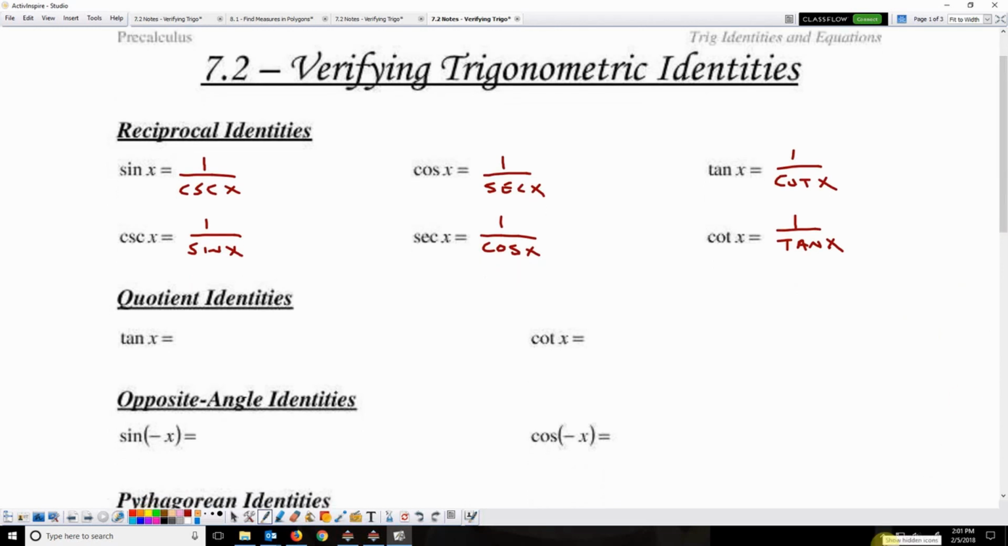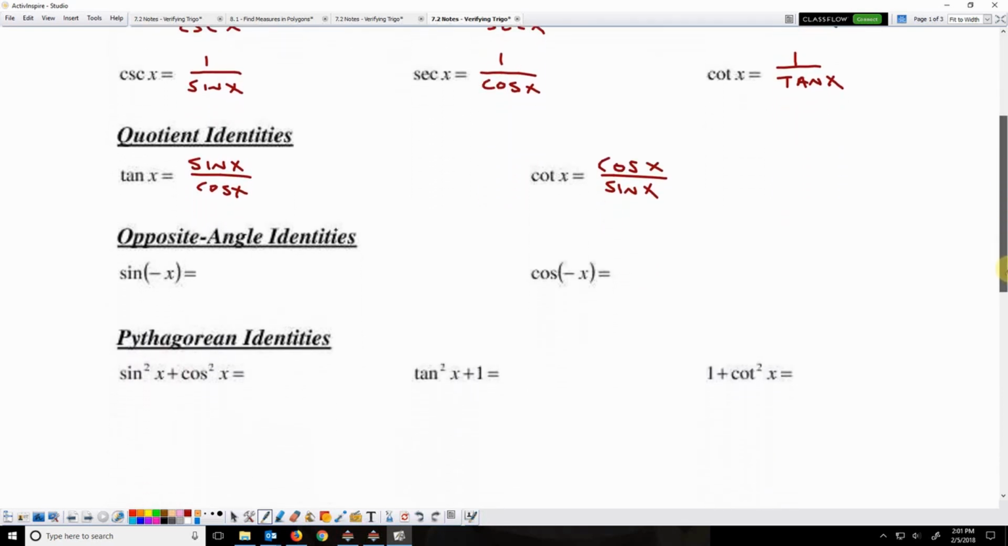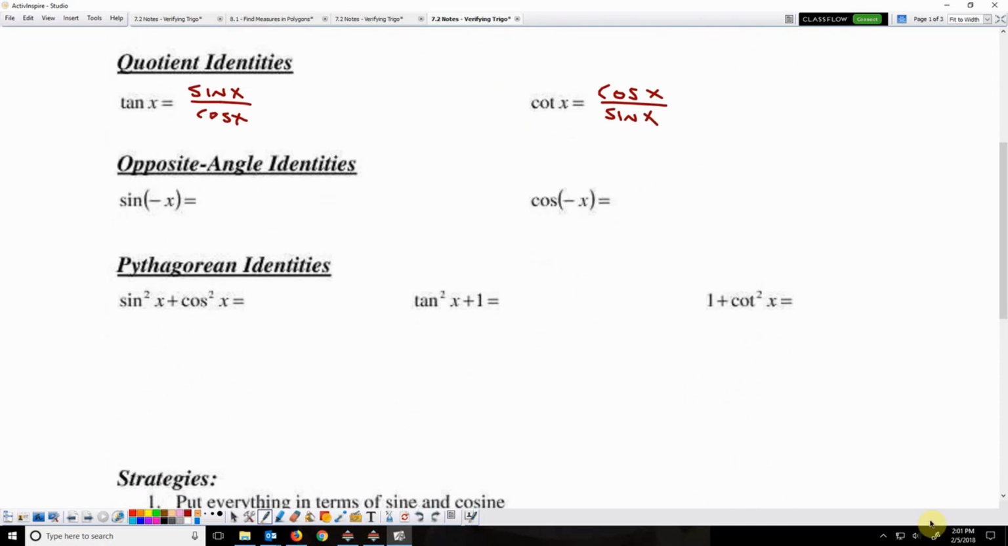The quotient identities: tangent x is equal to sine x over cosine x, and cotangent x is equal to cosine x over sine x. The opposite angle identities, we're actually not going to need to use those in this lesson, so we'll go on to the Pythagorean identities. Sine squared x plus cosine squared x equals 1.